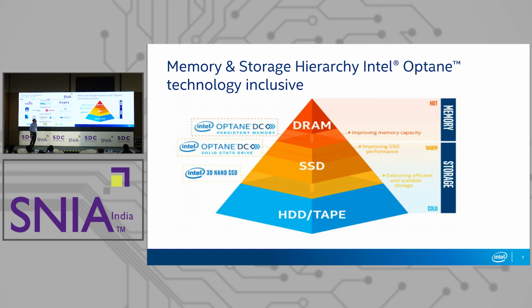Then we have Optane DC solid state drives, which are going to come on top of your Intel 3D NAND based SSDs. So this is going to boost our storage space, and it is much faster than what we have in the conventional NAND SSDs.